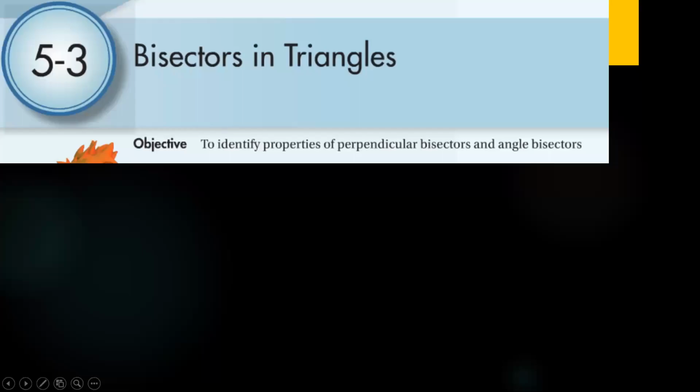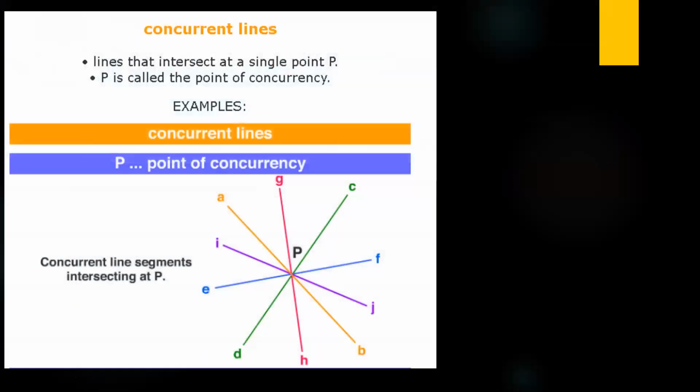Okay, bisectors and triangles. As we said yesterday, bisectors could cut an angle or cut a line. And if we have more than one line that intersect at a single point, we call them concurrent lines. And the point where they intersect, we call it the point of concurrency.